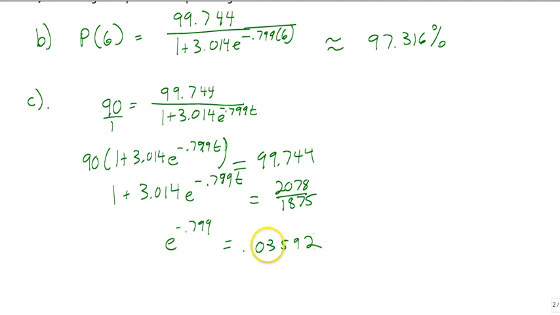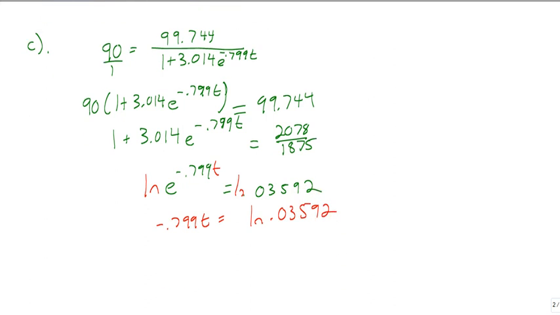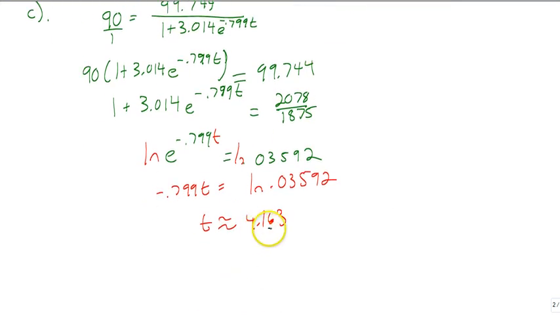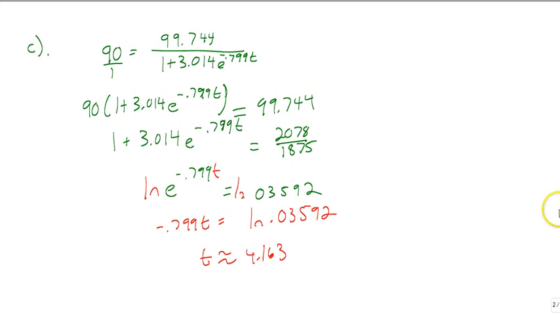So you basically got e to the negative 0.799t is equal to 0.03592. That's 5 decimals. Now we take the natural log of both sides. This comes down and becomes negative 0.799t equals the natural log of this decimal. When you divide the natural log of 0.03592 by negative 0.799, you get t is approximately 4.163. However, what it says is during what year? So we've gone 4 years, we're in the middle of the 4th year. So 85, 86, 87, 88, during 1988. So it reached 90% during 1988. Alright, so that is the answer to C.